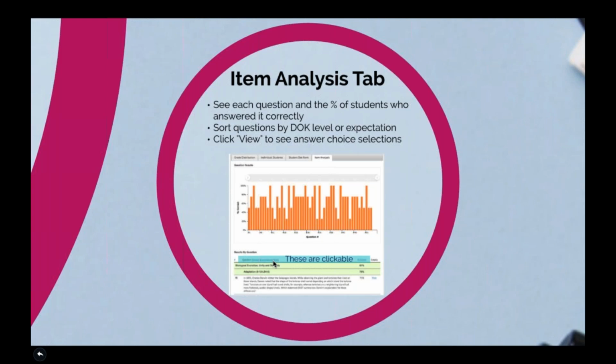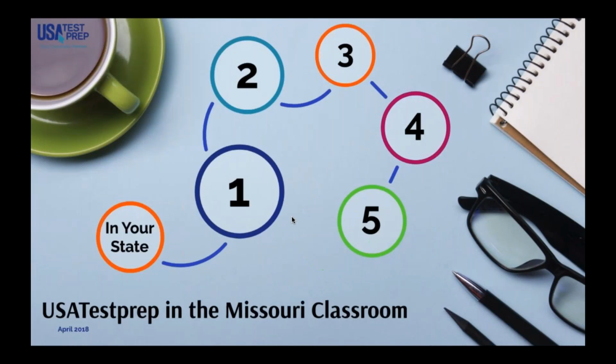So if you wanted to go back and look at all the DOK level 1 questions and how your students did, and then the 2 and the 3 questions, you can have them sorted that way. Or you could sort by expectation, and go through all the questions in that one expectation and then go into the next one. So there are several ways that you can play around with the ordering of the questions to help find what you're looking for. And then you can click view for each question to see a breakdown of how each answer choice was selected.